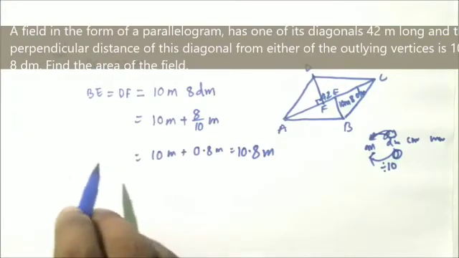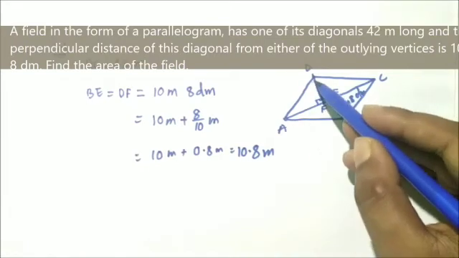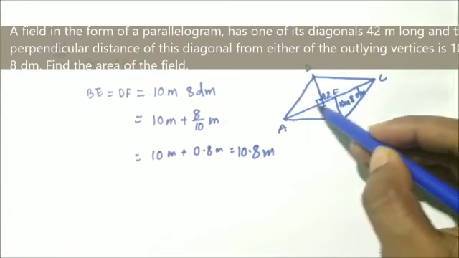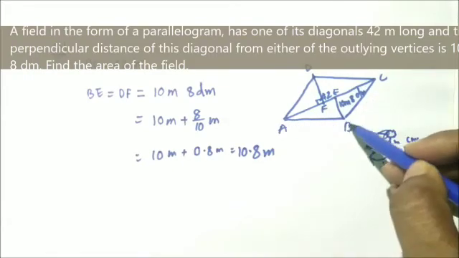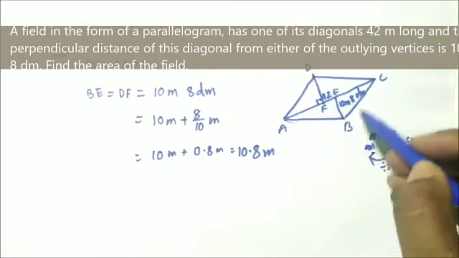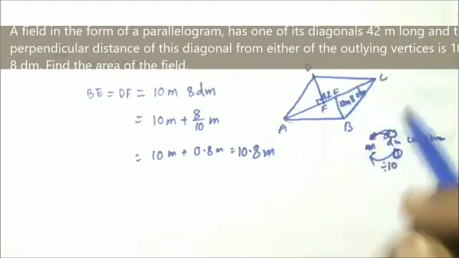Now, so we have got this one. Now you see in the figure, you can see this is a triangle. Yes or no? This is a triangle. And also ABC, this is also a triangle. So ADC is a triangle, ABC is a triangle, and we need to find out the area of this parallelogram.